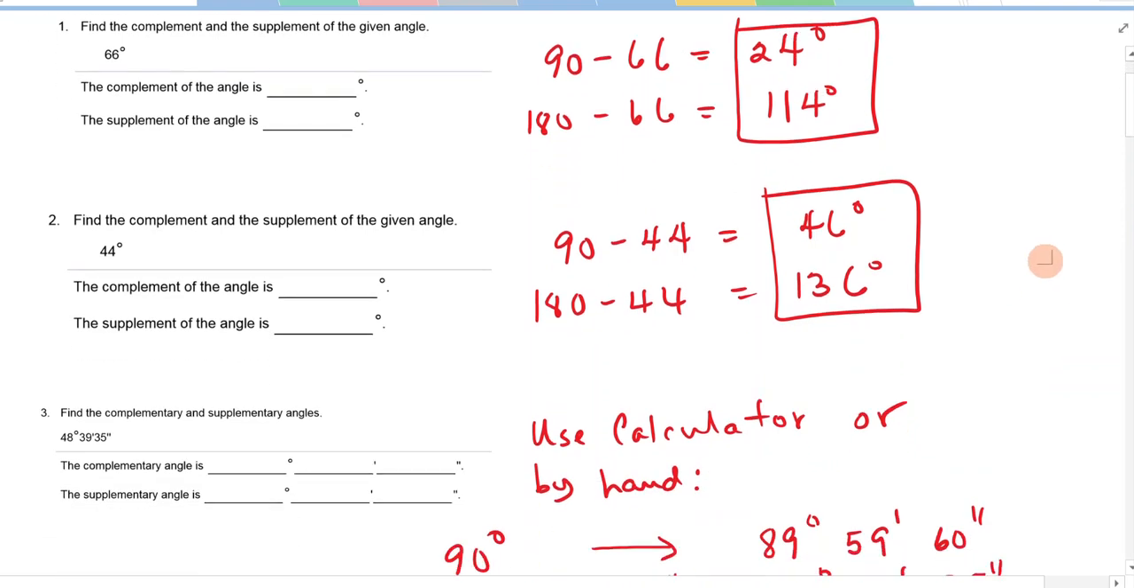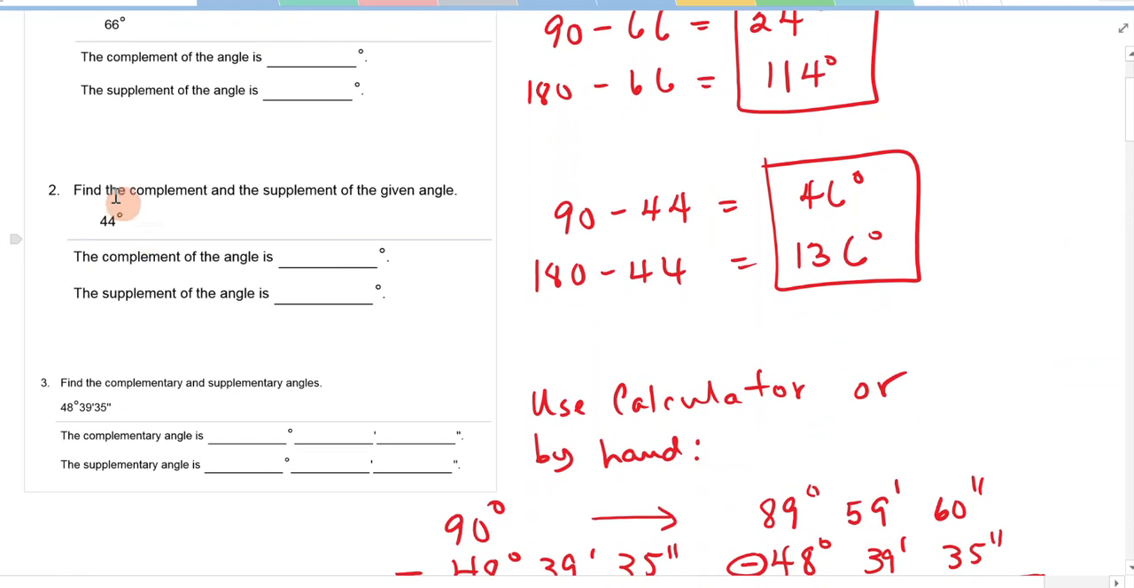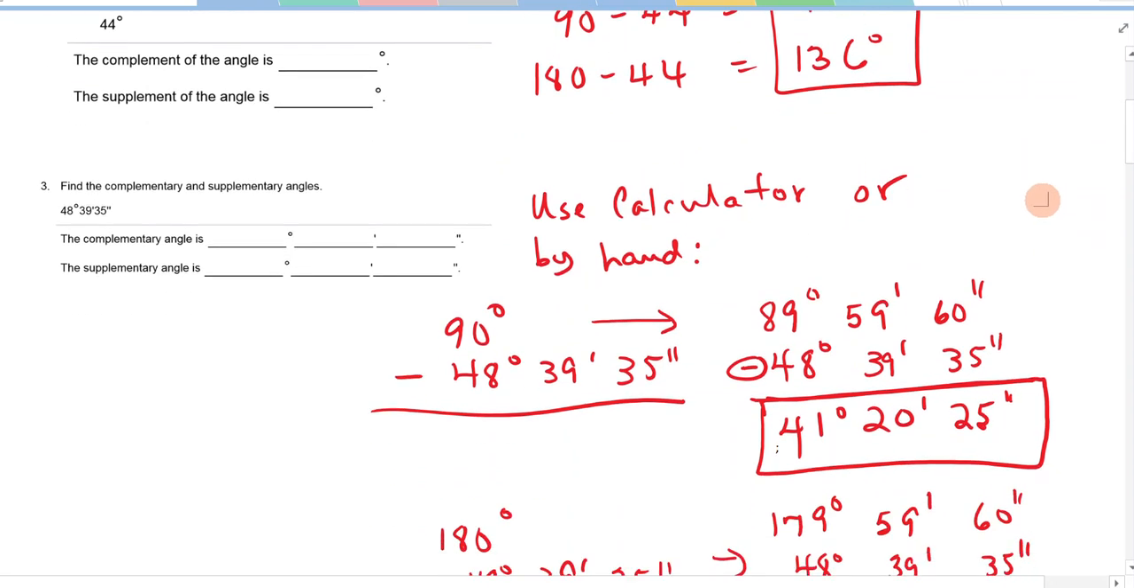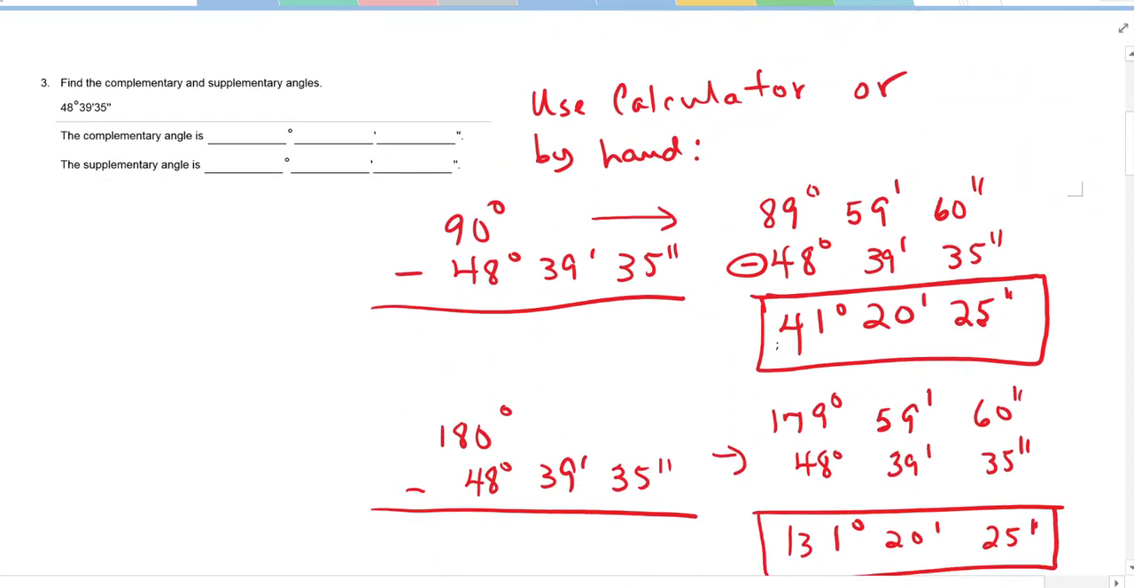You would do that same thing with number 2. You're given 44 degrees. You find that 46 and 136 are the supplement. So you're just subtracting from either 90 for complementary or 180 for supplementary. Now, on number 3, it says find the complementary and supplementary angles, but you've got degrees, minutes, seconds.